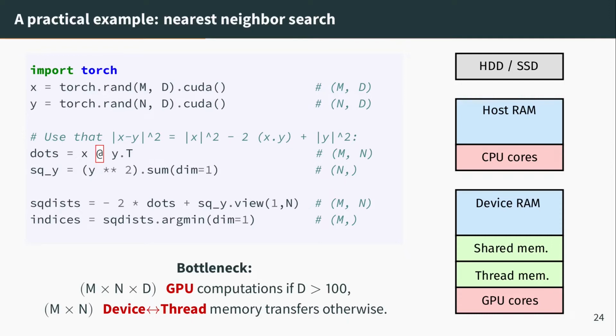Yes. And why do you say that we have an M N D GPU computation only if D is greater than 100? Yes. Okay.